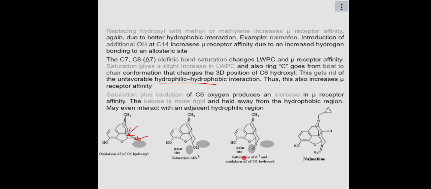The ketone is more rigid and held away from the hydrophobic region, and may even interact with an adjacent hydrophobic region. So once you saturate, again, you can see it is pushed to its own area, such that it has no influence with the hydrophobic area and allows the groups which are hydrophobic to interact with the hydrophobic receptor. And that happens not only for the narcotic antagonists, it will also happen for all the narcotic agonists that have those groups that we have discussed at those positions.